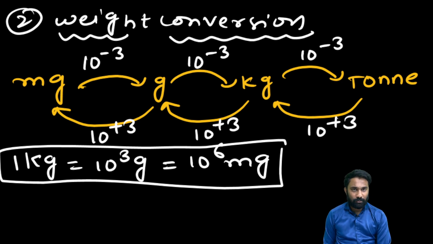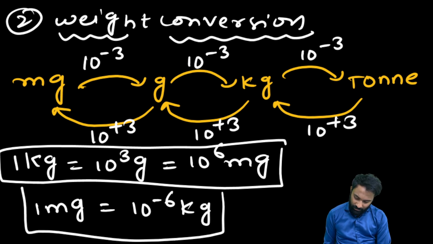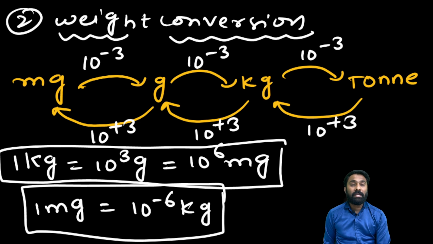Is it clear up to now? Done. Now next can I say 1 milligram will be equal to 10 to the power minus 6 kg. This is a very important unit conversion. It will play a very crucial role in the structure of atom while we are doing the calculations.